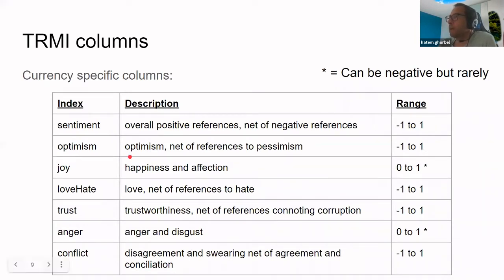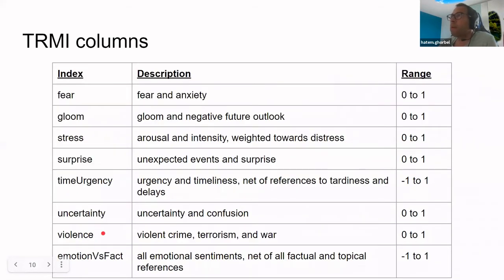So here, for each window, whether it is 1 minute, 1 hour, or 1 day, we'll have an aggregation of scores, and the range is generally between -1 and 1, or from 0 to 1. It depends on the index. So we have indexes related to sentiment, optimism, joy, love, hate, trust, anger, conflict, fear, gloom, stress, surprise, time urgency, uncertainty, violence, emotions, or factual news.